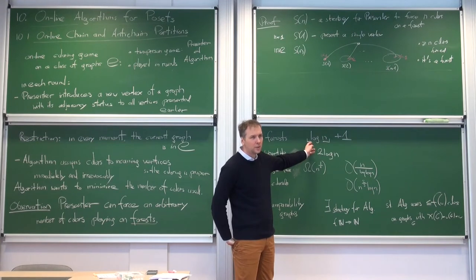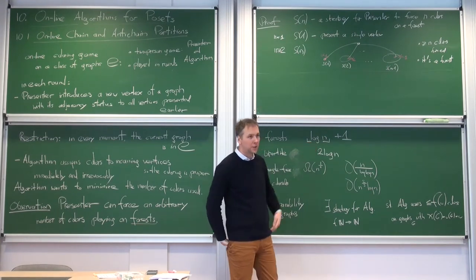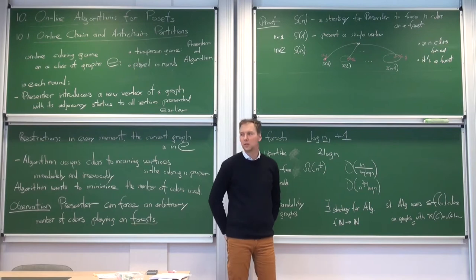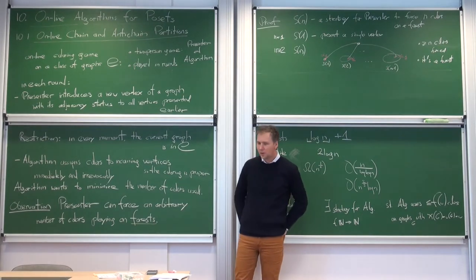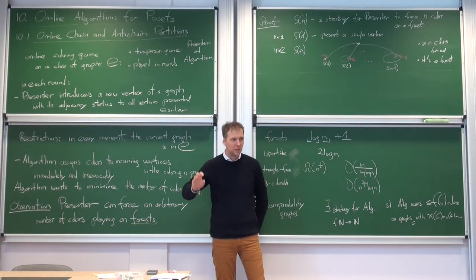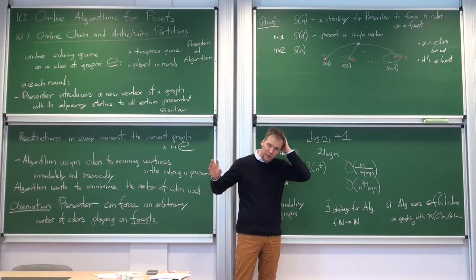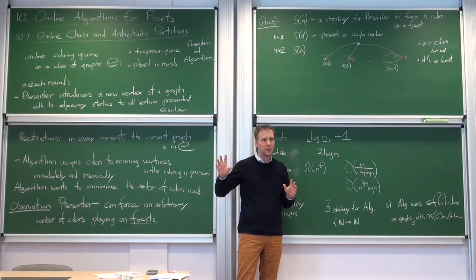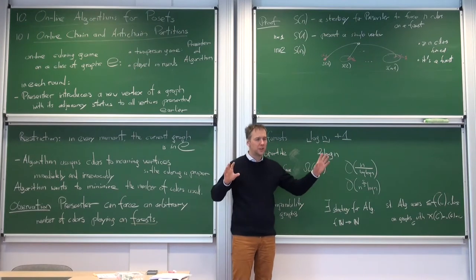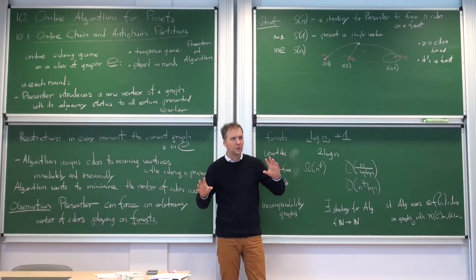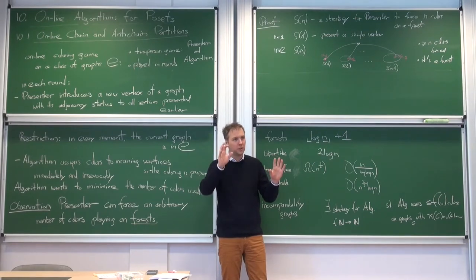Never uses more than this. So this is actually what we call the value of the game. Yes, so we have defined the game on a fixed class of graphs, like forests. On one side there is some strategy for the algorithm that uses at most a certain number of colors, and there is some strategy for the presenter that forces at least a certain number of colors, and this number for the presenter is obviously less than or equal to the number for the algorithm.